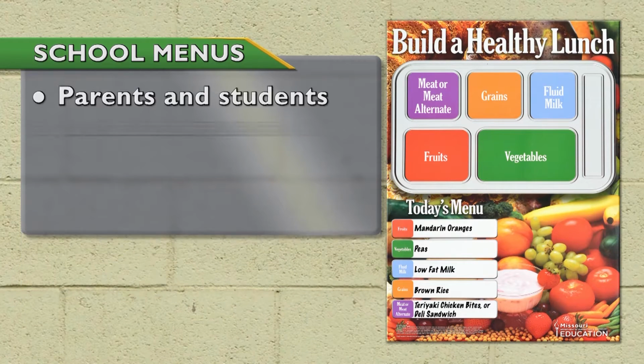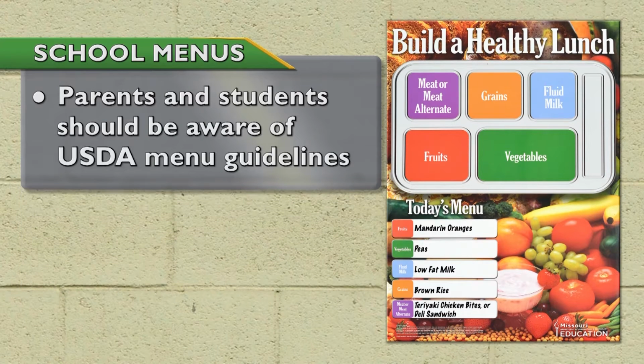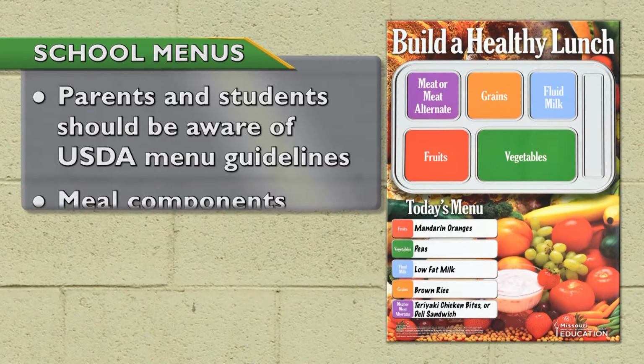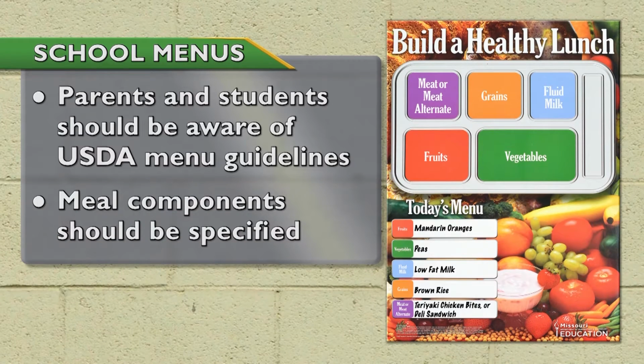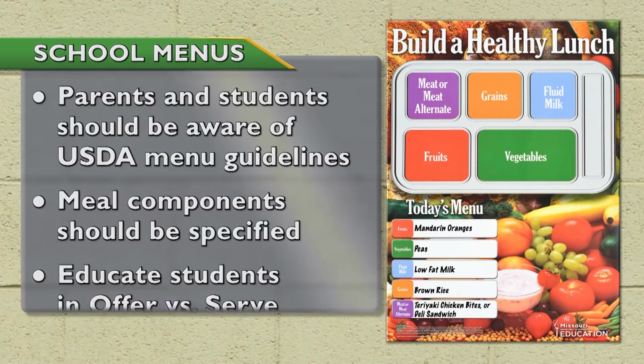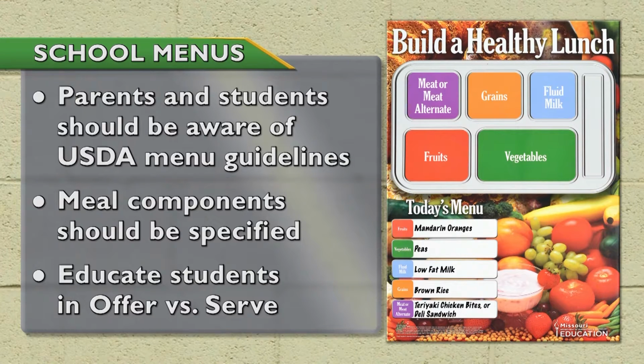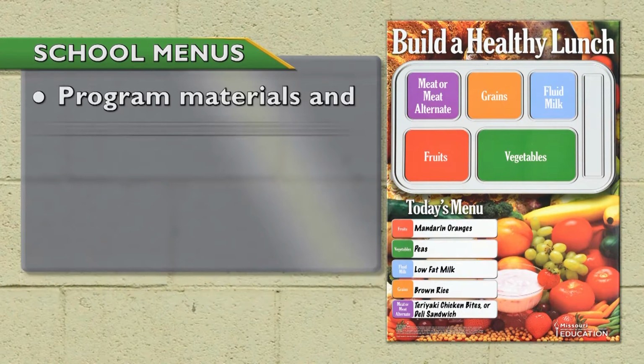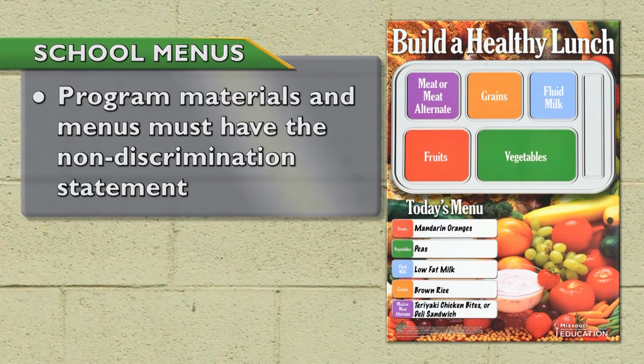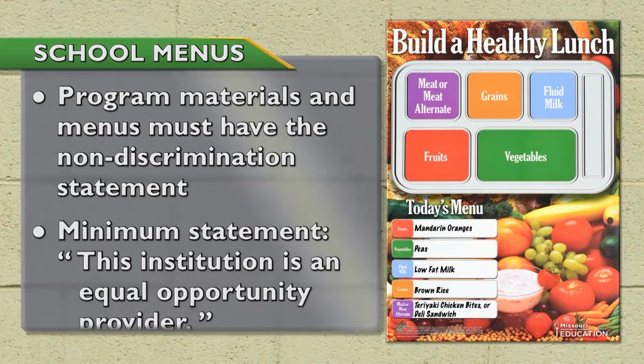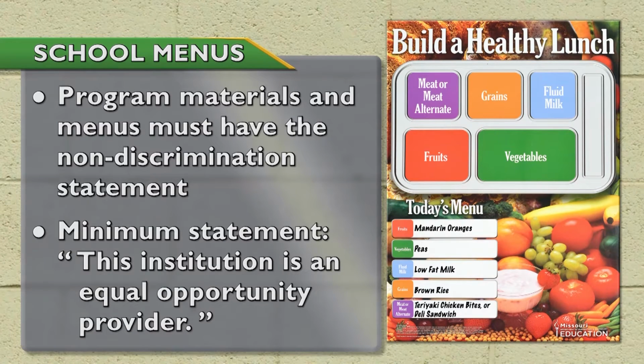Parents and students should be made aware of new USDA menu guidelines. The meal components offered each day should be specified, including fruit and milk choices. Items offered daily should also be listed, and students should be educated in offer versus serve. Program materials, including menus, must have the appropriate non-discrimination statement. If the material is too small to contain the full statement, it must, at a minimum, include the statement, "This institution is an equal opportunity provider."